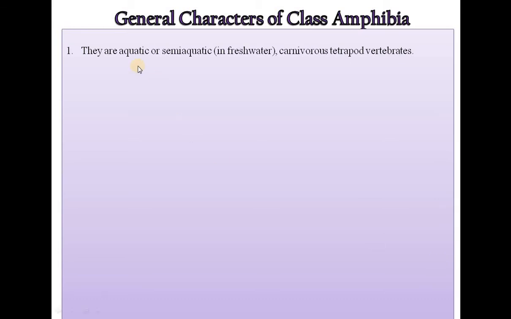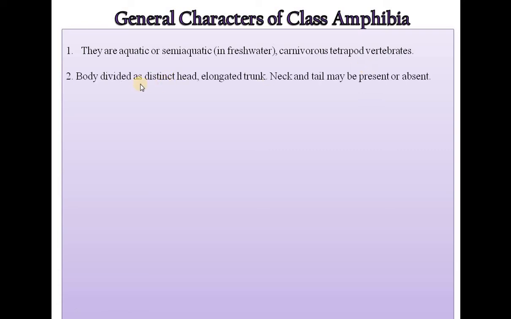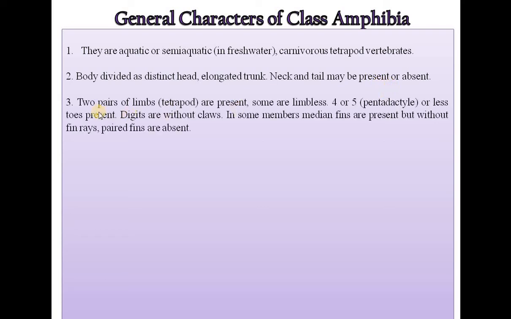These organisms are aquatic or semi-aquatic, generally in fresh water, carnivorous tetrapod vertebrates. Body is divided into distinct head and elongated trunk. Neck and tail region may be present or it may be absent. There are two pairs of limbs, that is the reason they are called tetrapod. Four limbs are there. Some are limbless. Four or five or fewer toes are present.